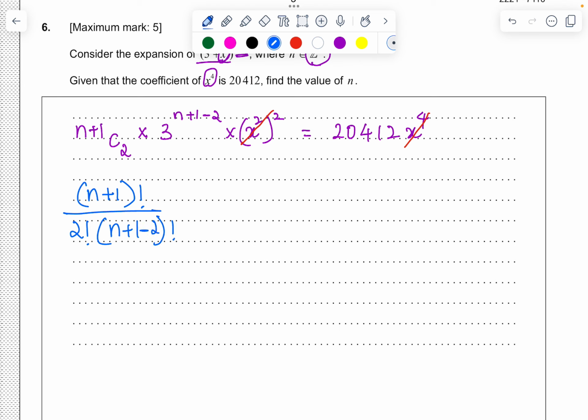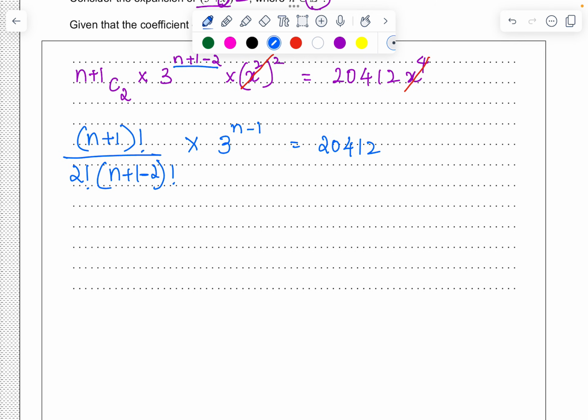Because what is the formula? n factorial over r factorial times (n minus r) factorial, then times 3 to the power of n minus 1, is equal to 20,412. So now let us expand this.